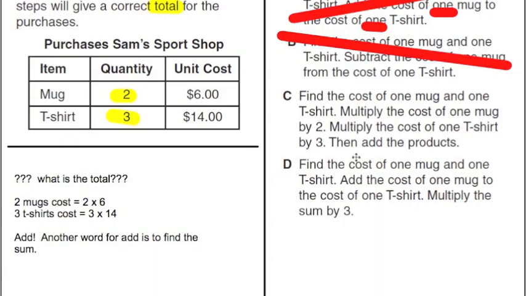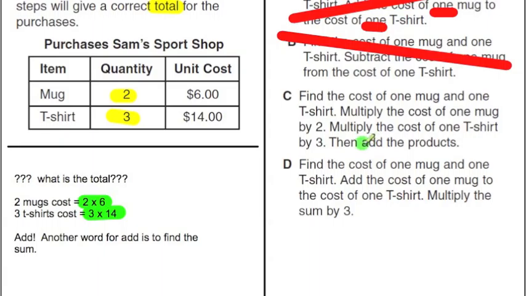Okay, let's look at answer choice C. Find the cost of 1 mug and 1 t-shirt. Okay, that's in the table. Multiply the cost of 1 mug by 2. Okay, we have that down here. Let me turn my highlighter on. 1 mug times 2, we have that. Multiply the cost of 1 t-shirt by 3. 1 t-shirt's $14 times 3 of them.